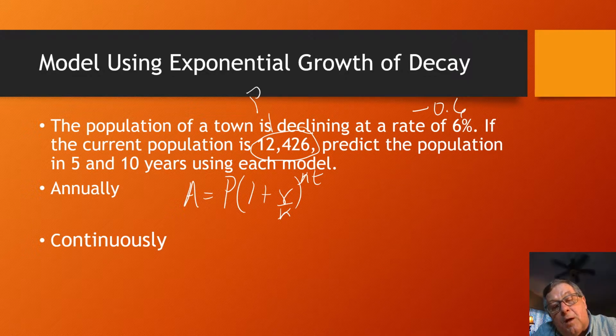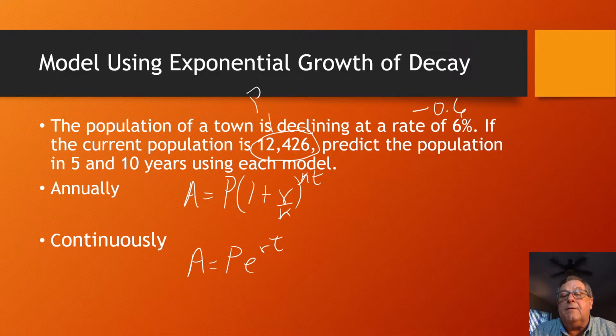And then our continuous model is A equals, the amount, P, our starting point, which I might see written as N subscript 0 or something, times e, the natural base, raised to the power of the rate times the time. So again, we've got a negative rate, and that should be corrected: negative 0.06, the 6% rate of decline.